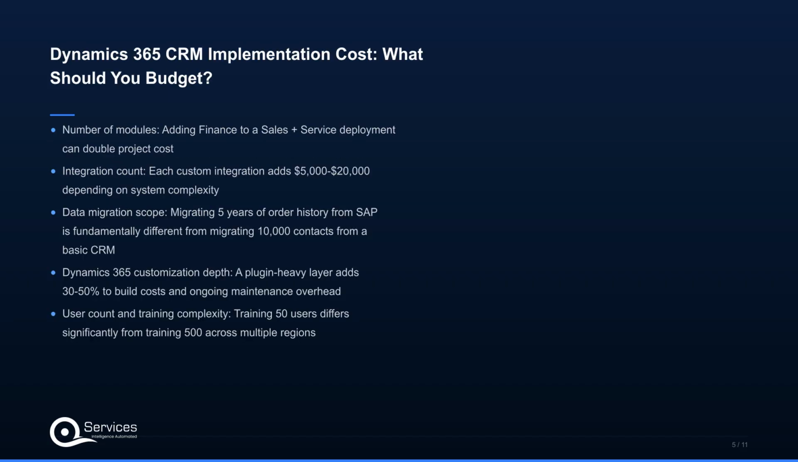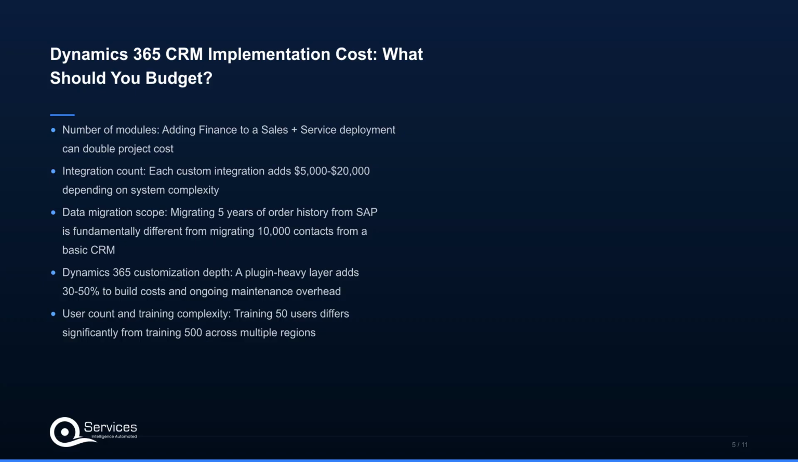Let's talk about Dynamics 365 CRM implementation cost. What should you budget? The honest answer is that CRM implementation cost ranges from $25,000 to over $500,000 depending on scope. Most early estimates are either padded by the vendor or too low before scope creep arrives. For a detailed breakdown based on actual project data, our post on Dynamics 365 implementation costs and realistic timelines covers specifics by industry and module combination.